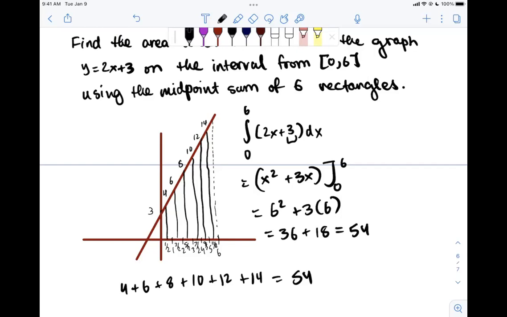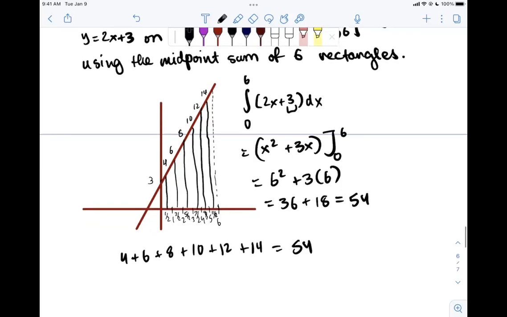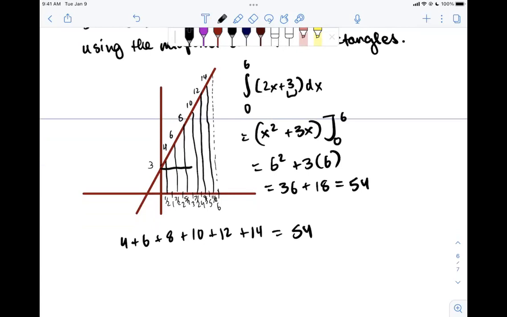We could also just find the area directly, because we have a triangle and a rectangle. And we could add these up. We would get that the area of the triangle is 18, and the area of the rectangle is 36, and we would get the same overall area. So that's a couple different ways you can do it.